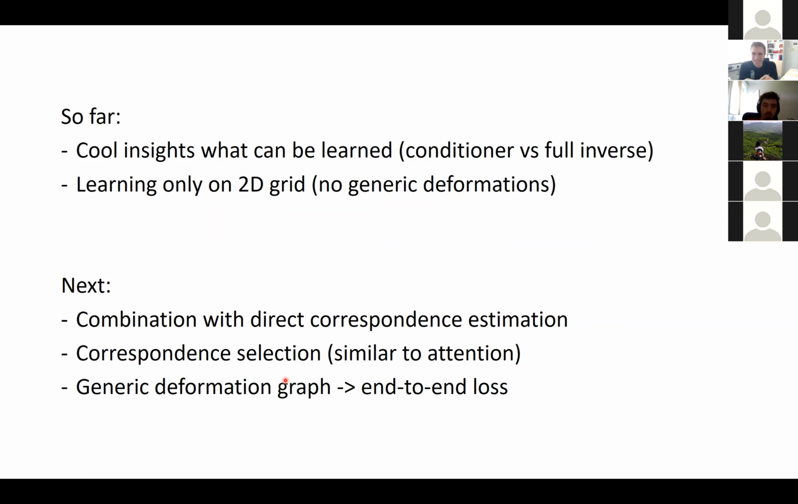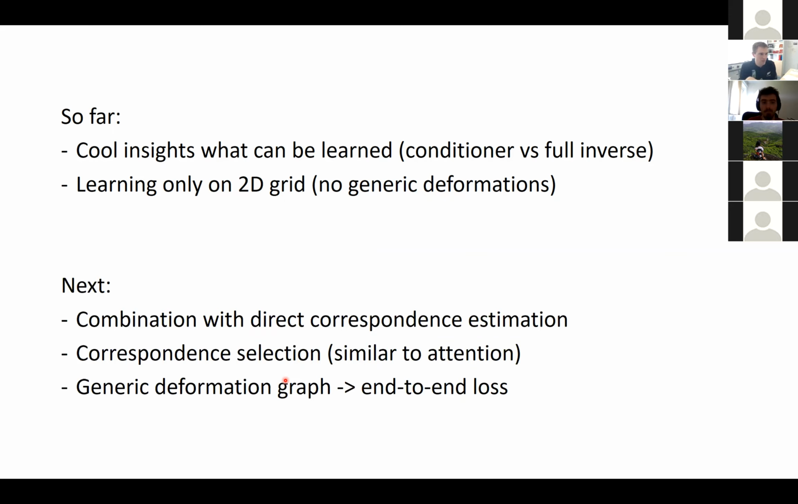It's kind of like an attention idea. So, right, for attention, you kind of want to see how important is every word in the sentence. This is what NLP people do. But we wanted to figure out how important is every correspondence, or is a correspondence an outlier and we don't want to use it. This is kind of what we want to do. And then we want to have a generic deformation graph where we could end-to-end optimize.